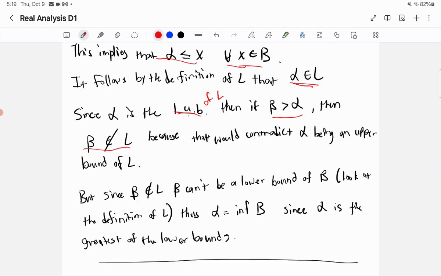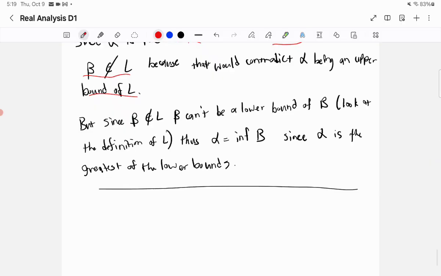Anything bigger than the least upper bound cannot be a member of the set L. By definition, this is true. By the definition of upper bounds, if there is a least upper bound and you're bigger than the least upper bound, you can't be a member of the set, right? So that means that beta cannot be a member of L. Beta is not in L. Now we've established beta cannot be in L.